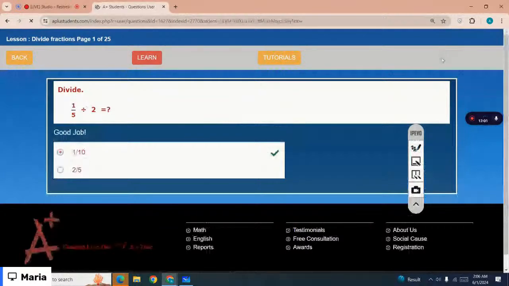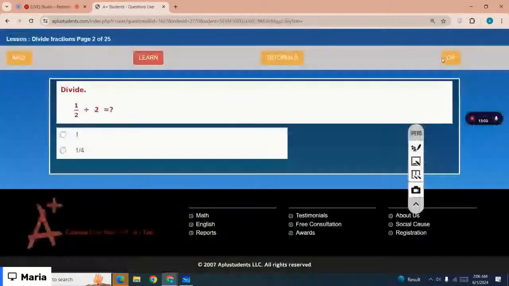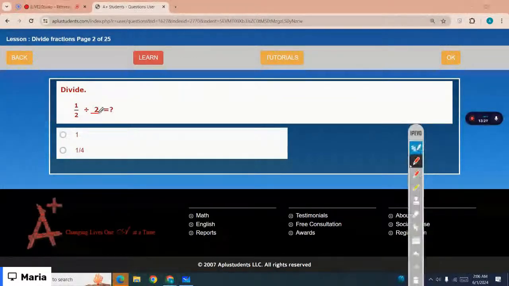Okay. The next one is 1 by 2 divided by 2. So what we have to do is change the division sign to multiplication and then take the reciprocal of the term that is after the division sign. That would be 1 by 2 times 1 over 2, right? The reciprocal is 1 over 2. You have to do 1 times 1 and 2 times 2, that is 1 over 4. The correct option is 1 by 4.